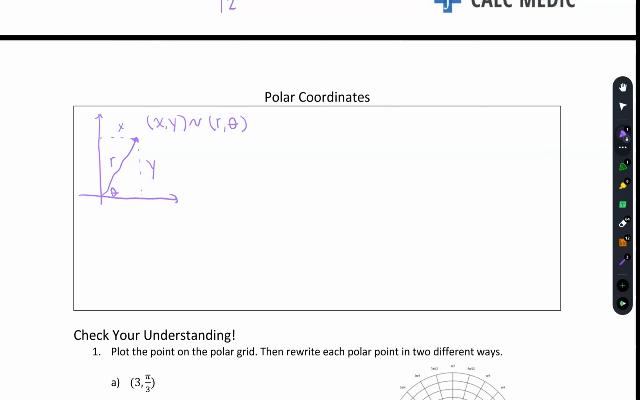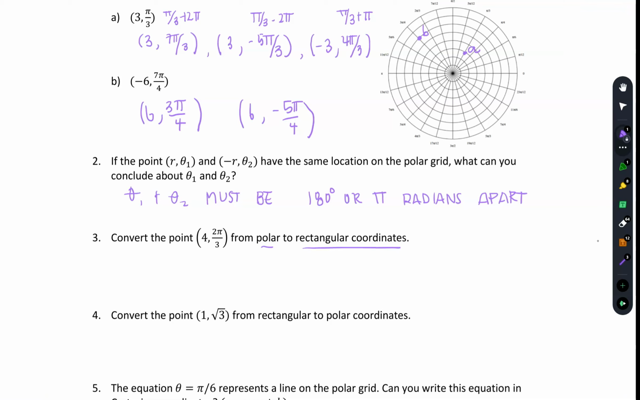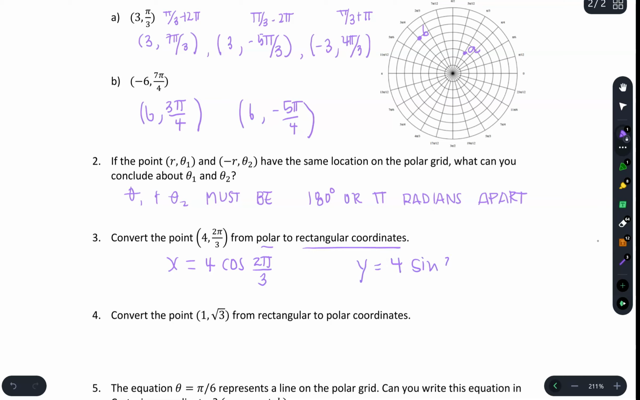So convert the point (4, 2 pi over 3) from polar to rectangular. Okay. So if I'm going from polar, my x is going to be 4 times cosine of 2 pi over 3, and my y would be 4 times sine of 2 pi over 3. So x will be 4 times a negative 1/2, which is going to be negative 2. And y is going to be 4 times square root of 3 over 2, which is 2 square roots of 3.